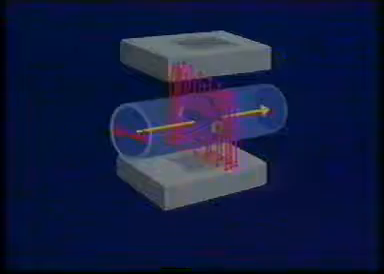Faraday's law states that the voltage induced in a conductor is proportional to the width of the conductor, the intensity of the magnetic field, and the velocity of the conductor.